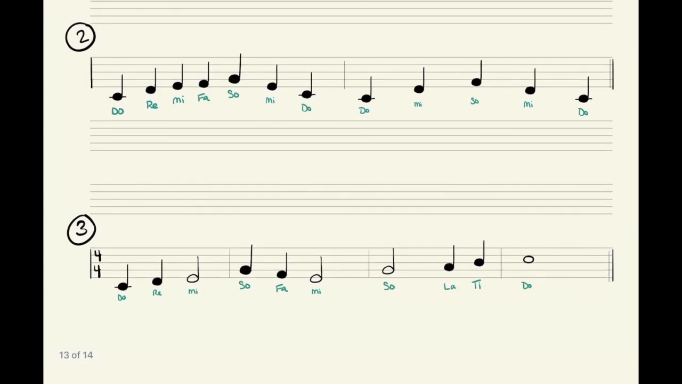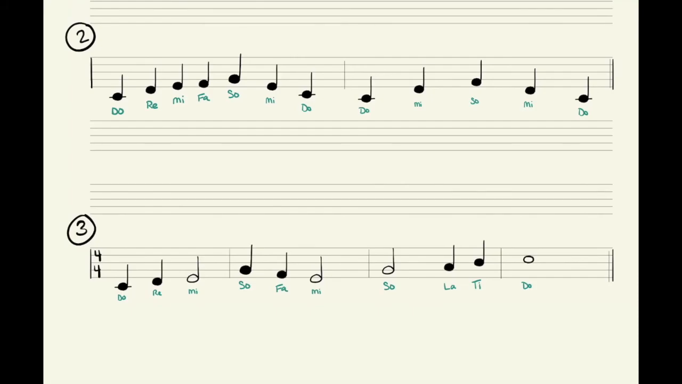So this is incorporating rhythm now too. So let's first remember that each bar is equal to 4 beats, 4 counts. So let's clap and count this rhythm first. I'll count us in. 1, 2, 3, go. 1, 2, 3, 4.